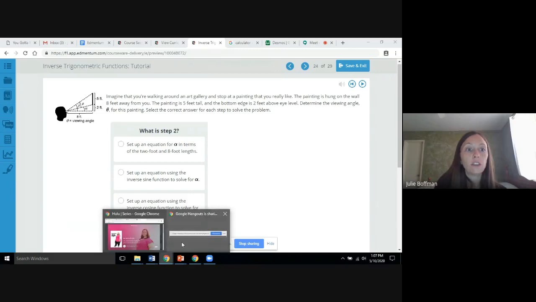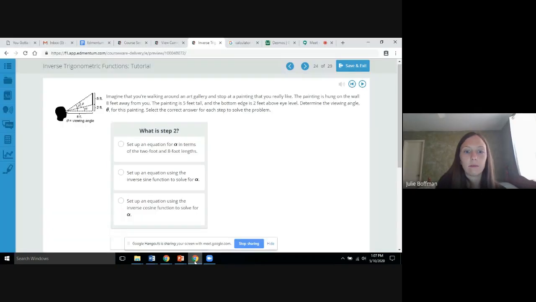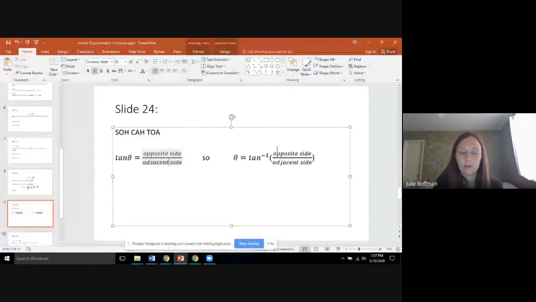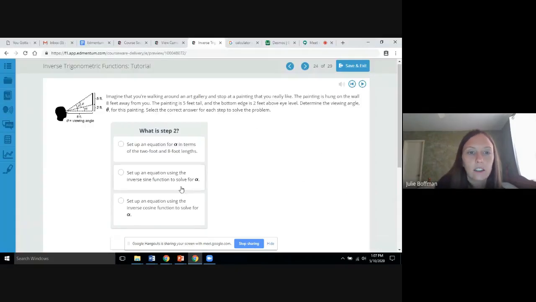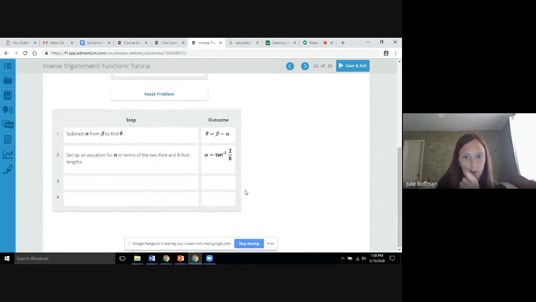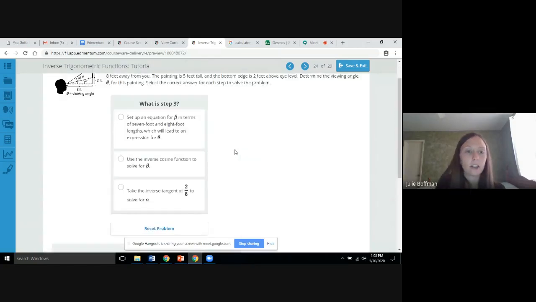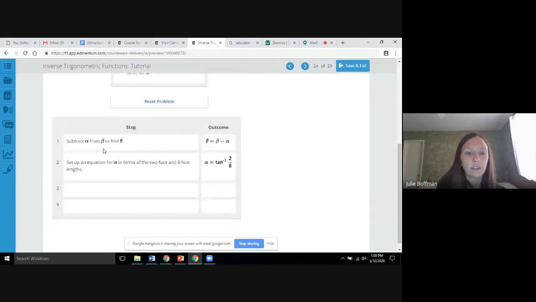So now, because we're looking for A, which is an angle, right? A, the angle, which is like theta, will equal inverse tangent of its opposite side over its adjacent side. So set up an equation for A in terms of the 2 and 8. This one's wrong because it says use sine, but we don't want to use sine because we're doing opposite and adjacent. This one says cosine, but we don't want to use cosine. So we're going to click the first one. So it sets it up inverse tangent of 2 over 8 because 2 is opposite, 8 is adjacent.